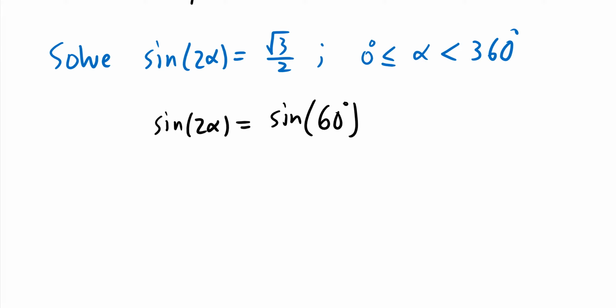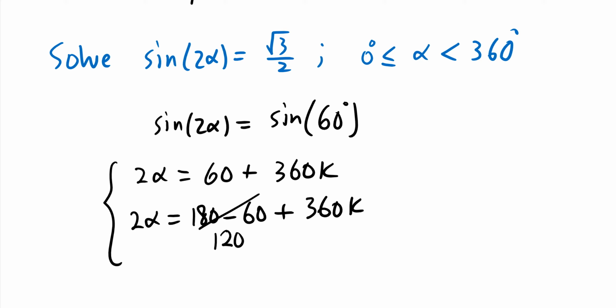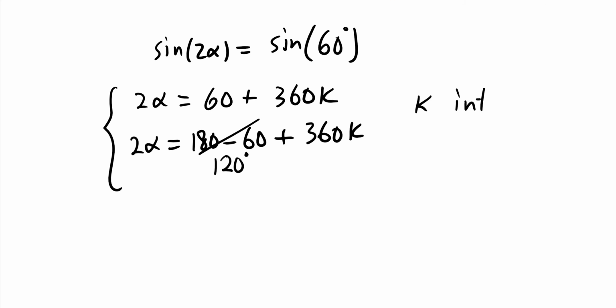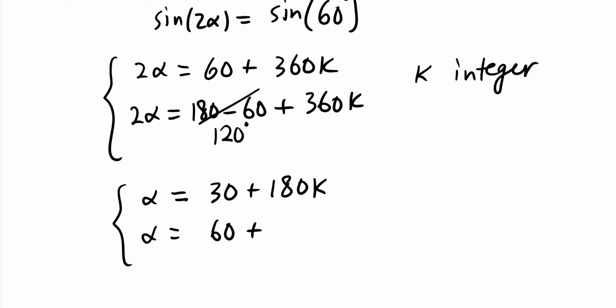That's the smallest angle. Now I apply the formula I just wrote up there: this equals 60 plus 360k, or this equals 180 minus that number plus 360k. This can be replaced with 120 degrees. K is an integer, always state so. Now we divide everything by 2. So alpha equals 30 plus 180k, and alpha equals 60 plus 180k.